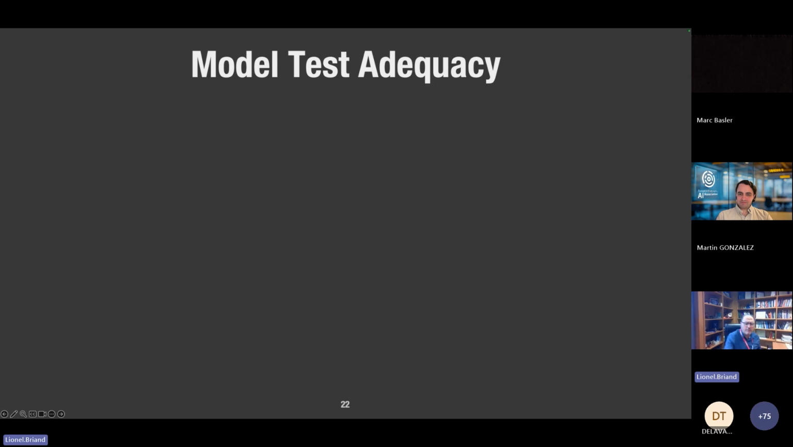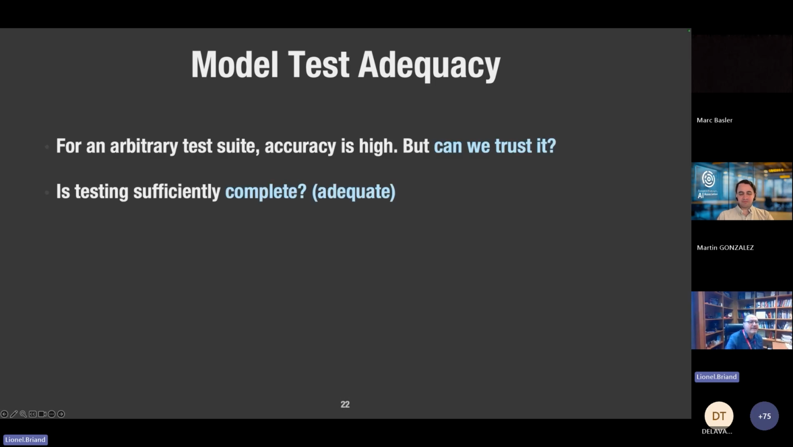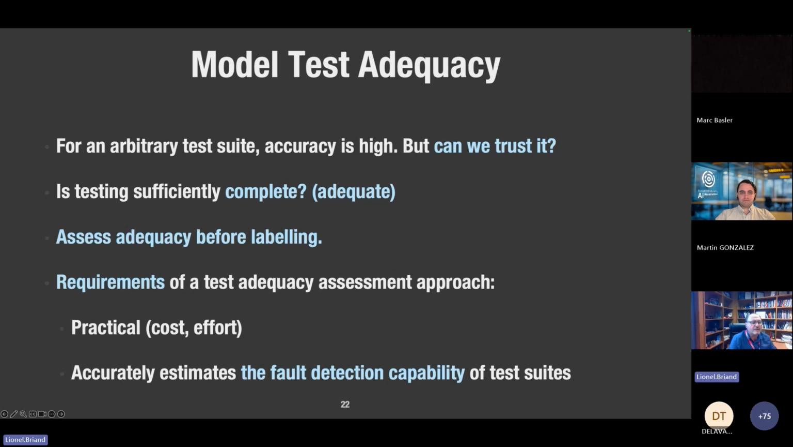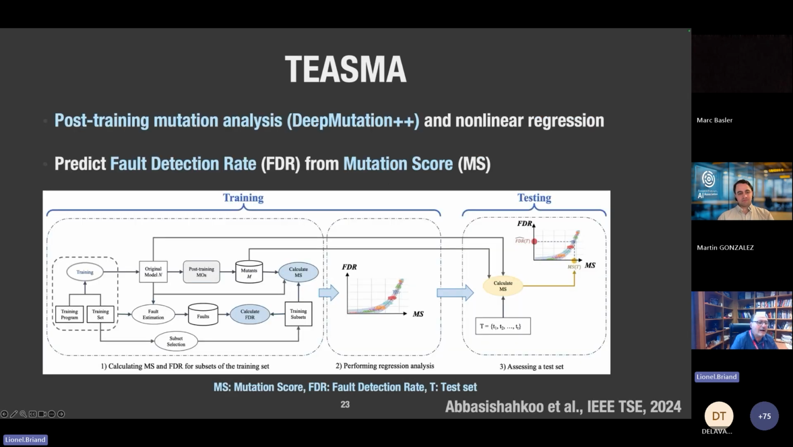Another problem that was posed to us by another industry partner is that they were not trying to generate inputs automatically. They had test suites, but they were asking, how do we know that we can trust the test suite? How do we know we can trust the results? Because of course, you can have a high accuracy because your test suite is incomplete. This is a well-known problem in software testing, called the test adequacy problem. So we tried to devise a solution to do that.